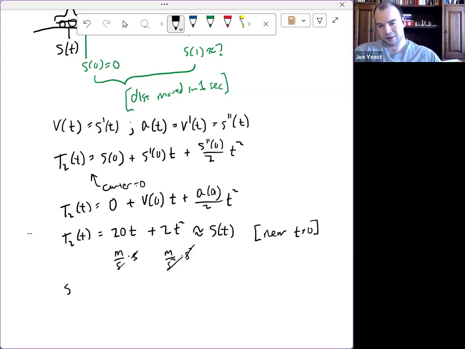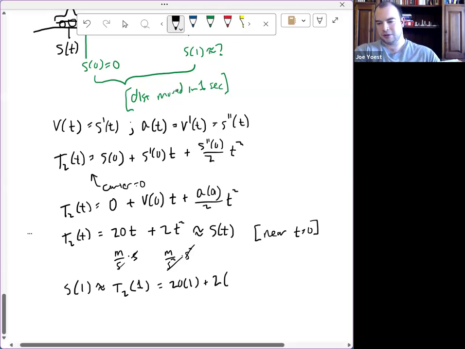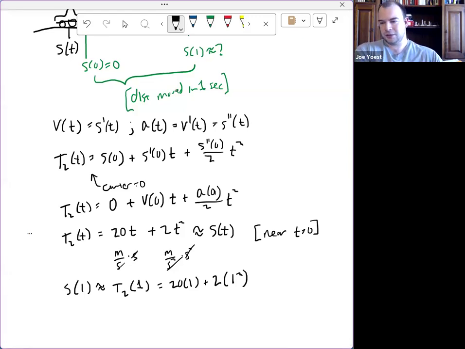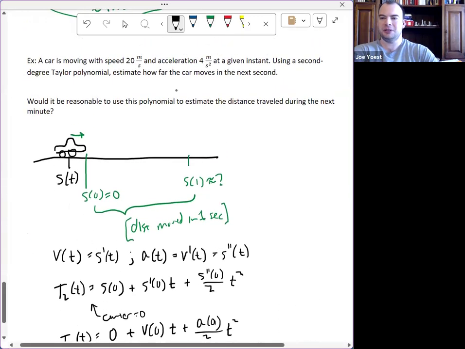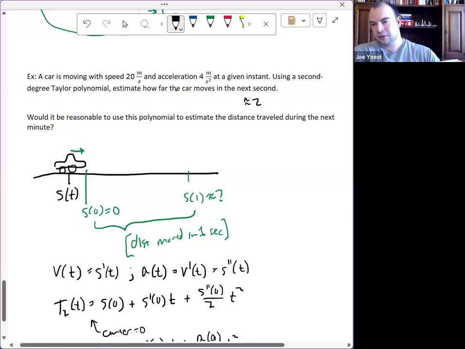So then what's S of 1? 1 second later is approximately T2 of 1, which is 20 times 1 plus 2 times 1 squared. That was the 4 over 2. Or it is 22. So what is the distance moved in 1 second approximately? About 22 meters.